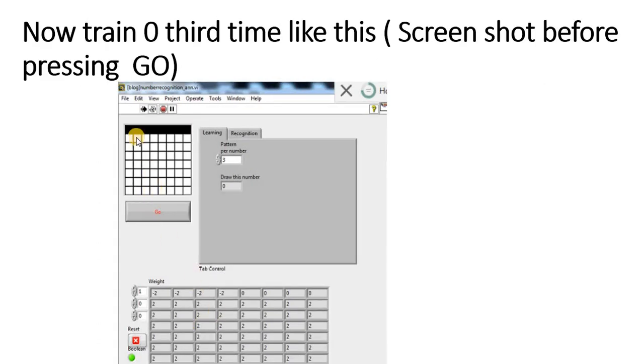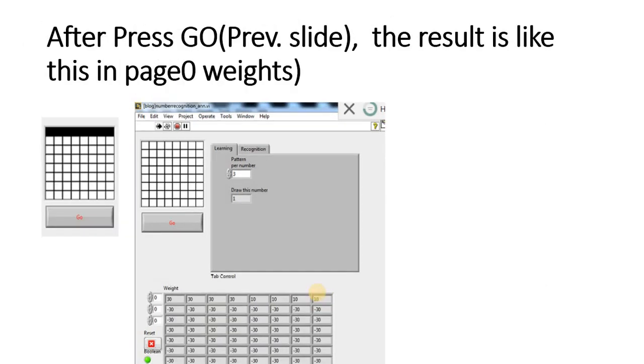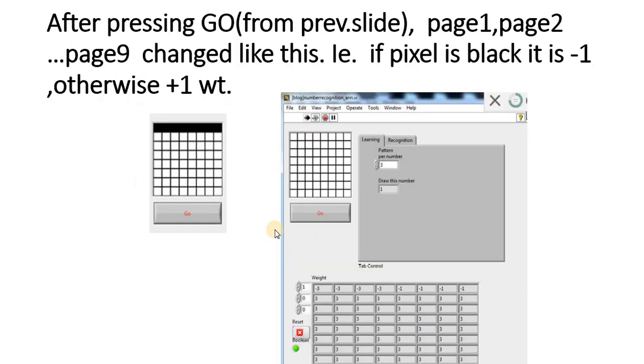So now if you train 0 a third time, same kind of, I am drawing 0 like this, then what happens? In the other frames it becomes minus 2 here and becomes 0 here. Because it is incrementing the frames which are not relevant: wherever there are pixels, you are incrementing by minus 1, others are plus 1. So in the first frame, this frame 0, you are getting final weight edges like this when you train 0. The 0th training is over; now you are going to train 1.